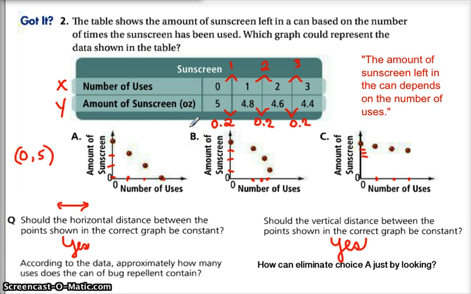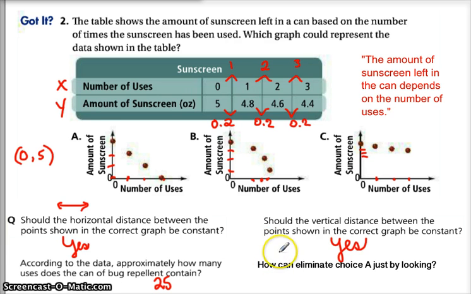According to the data, approximately how many uses does the can of bug repellent contain? So if we kept on going, how far would we get till we had nothing left in the can? Take a moment and figure that out. Well, if you kept on going and you kept decreasing by 0.2 the whole time, you would come up with a total of 25 uses. That's 25 times 0.2 is going to give us 5.0, and that's the amount of ounces we have.